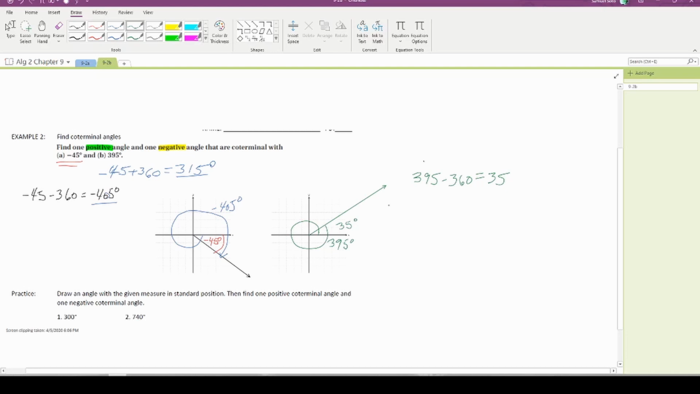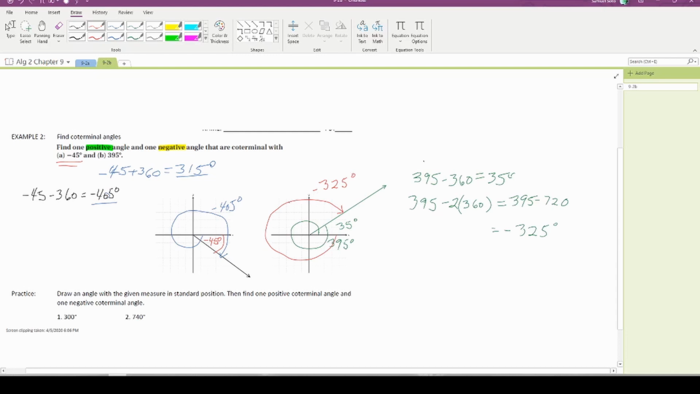To find my negative angle, I start with 395. If I subtract just 360, I come up with here, so I've got to do multiples of that. I've got to do 2 times 360, which is 720. So 395 minus 720 gives me negative 325 degrees. That negative 325 degrees comes from here all the way to here, and that gives me minus 325 degrees.